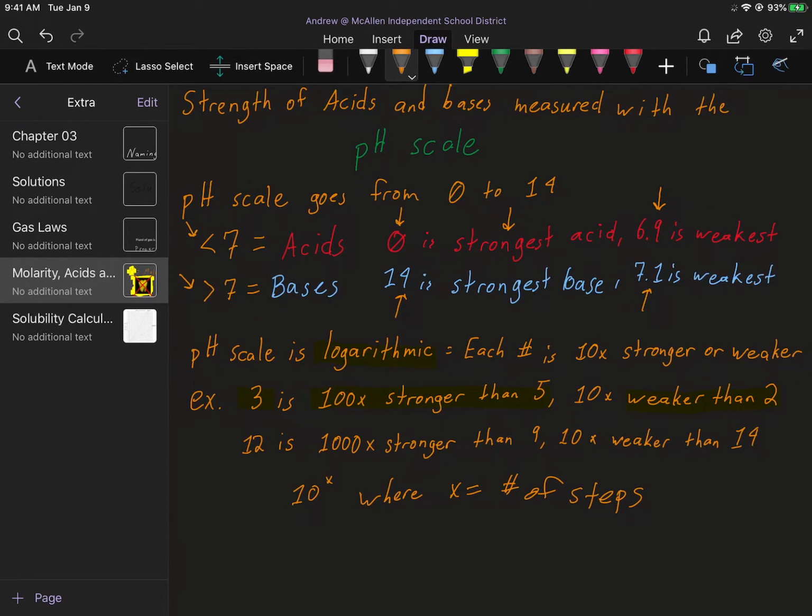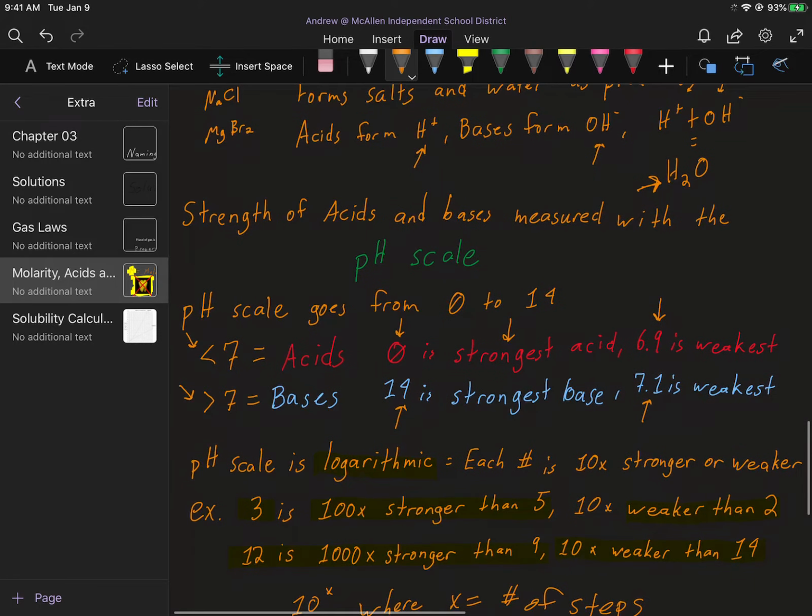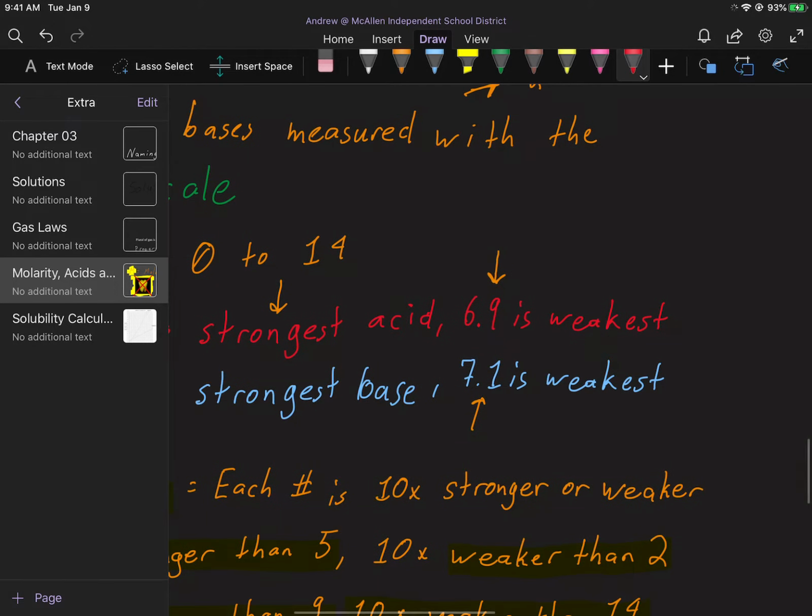Then the second example is a base. You have a base with a pH of 12. It's 1,000 times more alkaline, basic, than something with a pH of 9. And it's 10 times weaker than a base with a pH of 14. Okay, actually that's another word to write down. Acids are acidic. Bases are alkaline. There we go. Fun little vocabulary words for us.